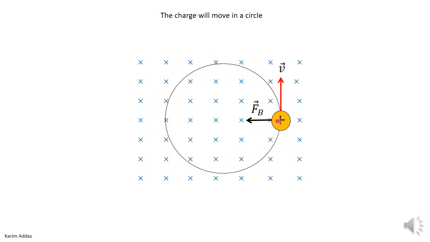As the charge is moving on a circular path, the speed stays the same always. We said that the magnetic field can't change the speed of the charge, but it can change the direction. So the velocity vector changes, but the speed doesn't change.